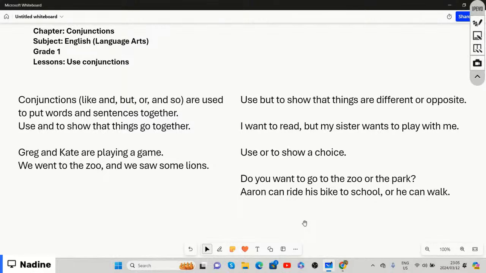All right. So conjunctions are used to put a sentence together, right? So conjunctions are used to put words and sentences together. And there are a lot of conjunctions, but the most common ones that we are going to be focusing on are, for example, the conjunctions and, but, or, and so. So that is going to be the conjunctions that we are going to be focusing on.